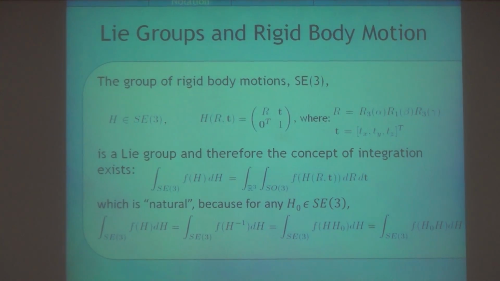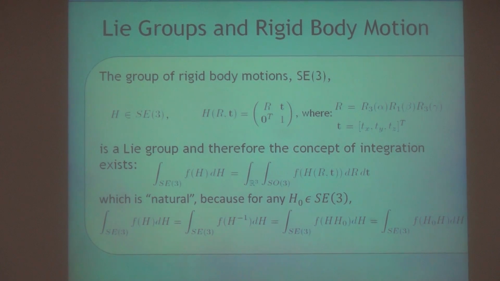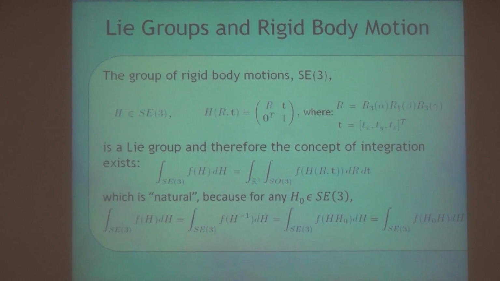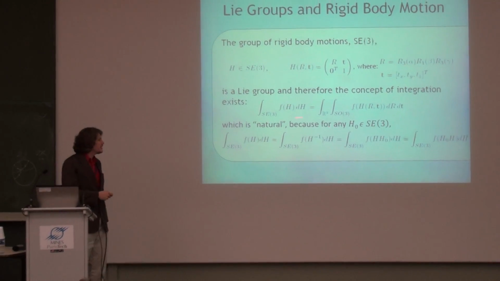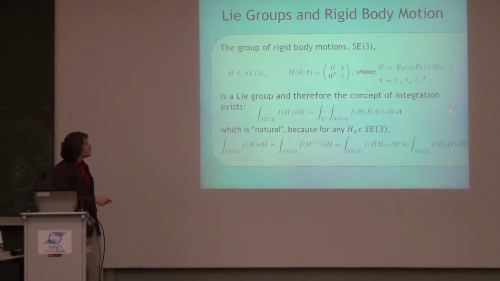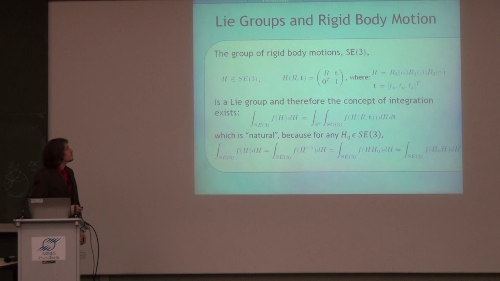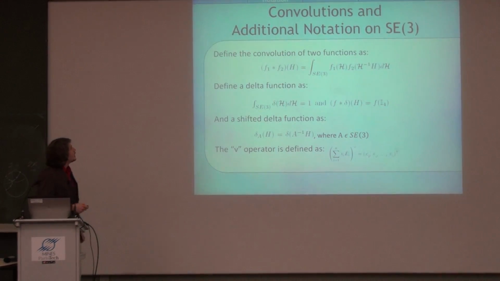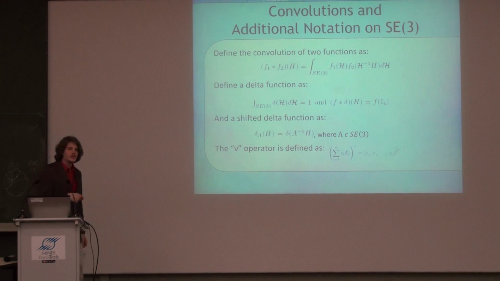And on the Lie group, on SE3, there is a concept of integration. Here is the definition of the integration on the Lie group, and this integration is natural, which is good for us. What we mean by natural is that it is invariant to inversions and invariant to left and right shifts. And what this allows us to do is define a convolution on SE3, on this Lie group.